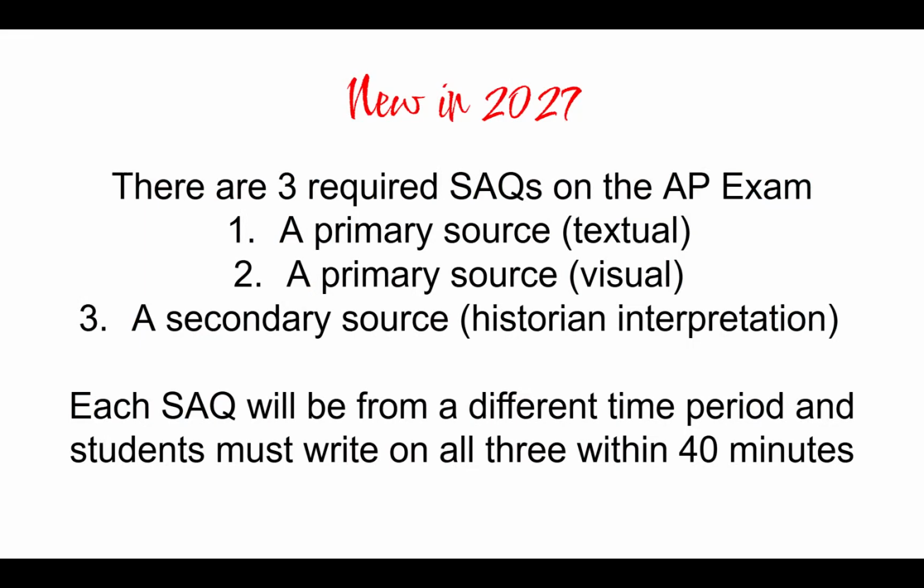Starting in 2027, the College Board is going to put 3 required SAQs on the AP exam. One will be a primary source that is textual in nature. I'll show you one of those coming up. The second one is going to be a primary source that's visual. So think a map or a political cartoon from the day or a piece of artwork. And then third is a secondary source that's a historian or 2 historians' interpretations of a particular past.